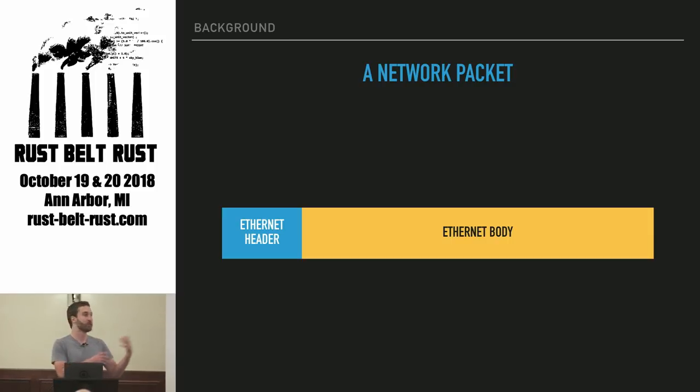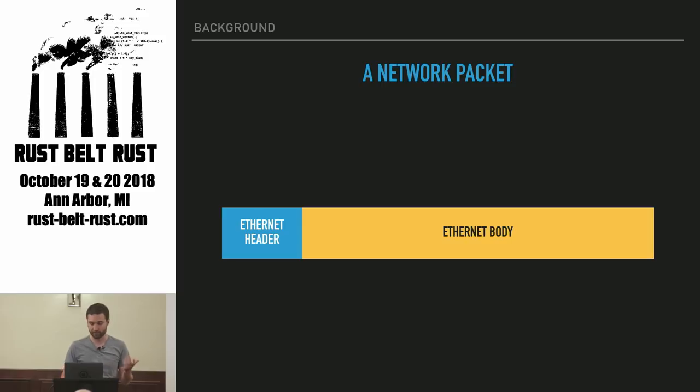As in, if you go and read the Ethernet spec, for example, you will see there is this field and then this field and so on. So the header has a well-known format that we can parse. And then the body is completely unstructured and variable length. We have no idea what's in there. It's completely opaque.